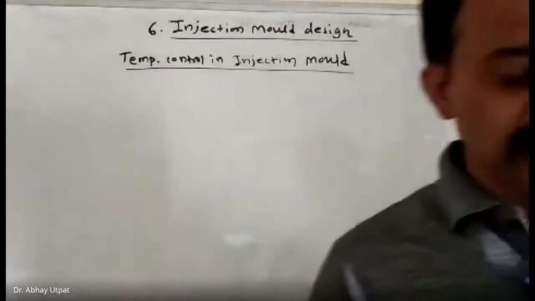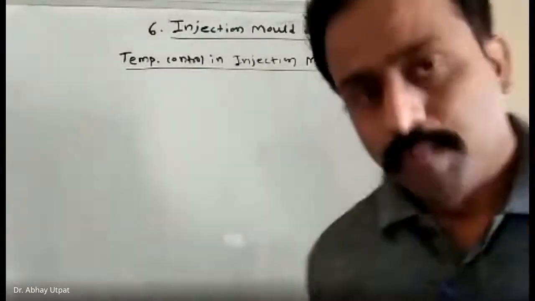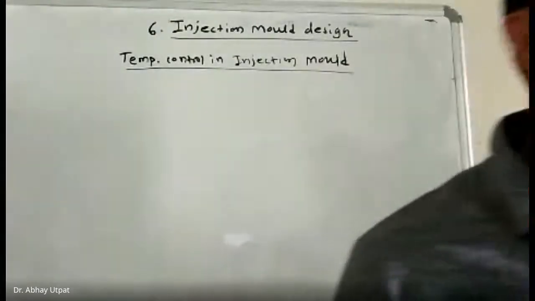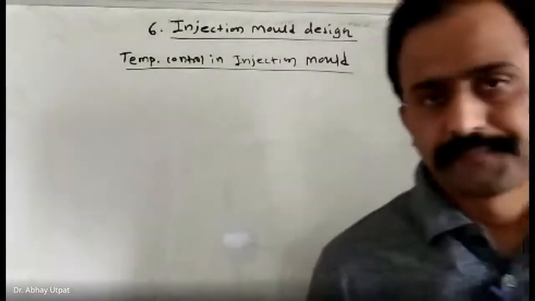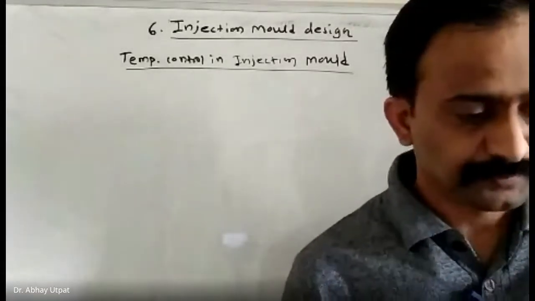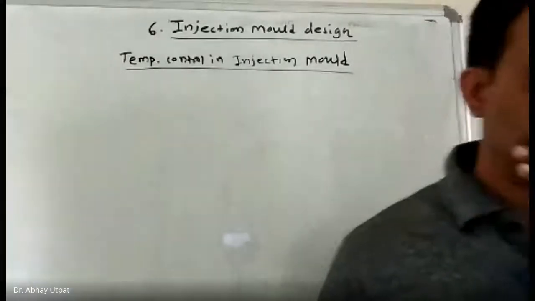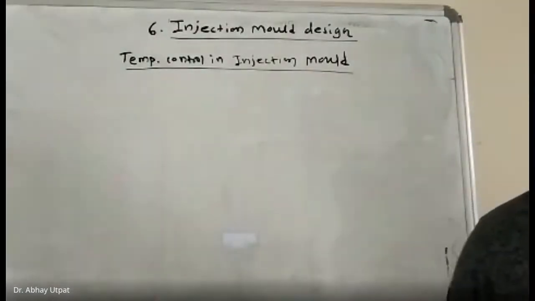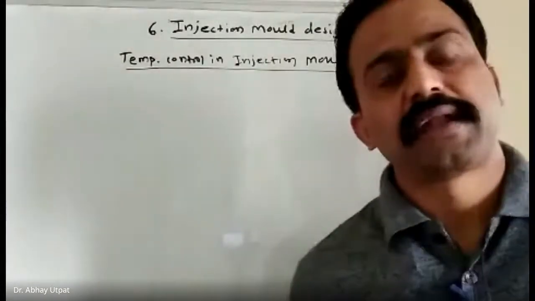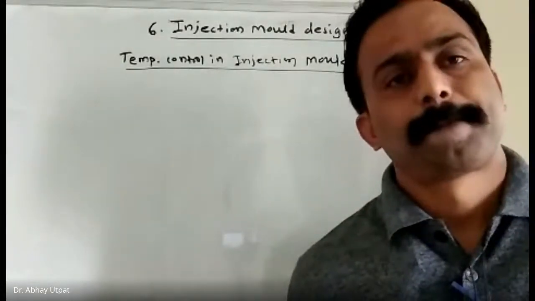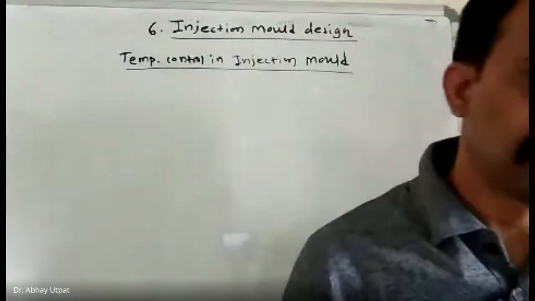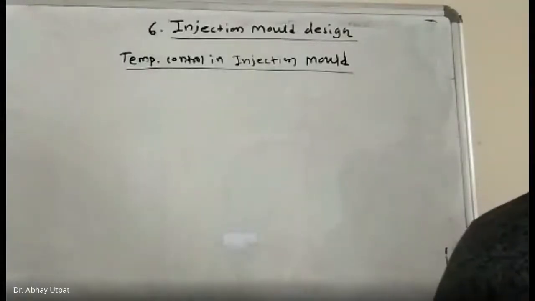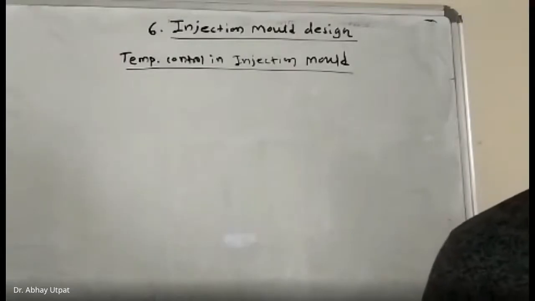Mold temperature has effect on the following points. First, shrinkage. Second, mechanical properties. Third, surface finish of the product. Then cycle time.